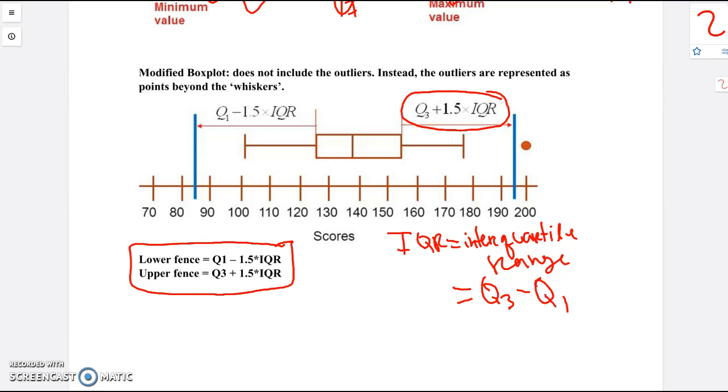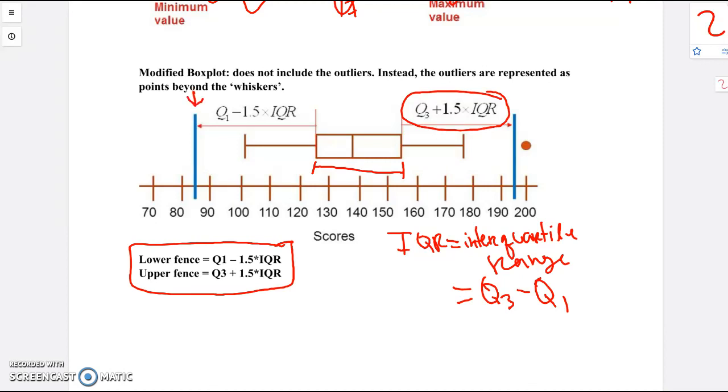How far is the third quartile from the first quartile? You just subtract them, and that's how you get the IQR. If this distance is a little bit more than 1.5 times the IQR, then it's going to be an outlier.